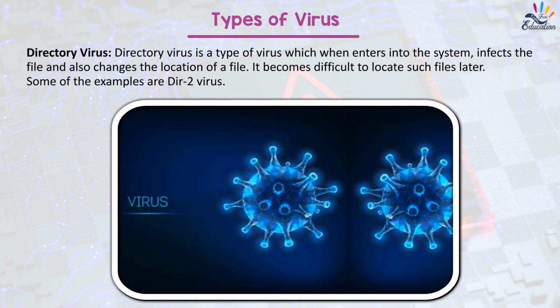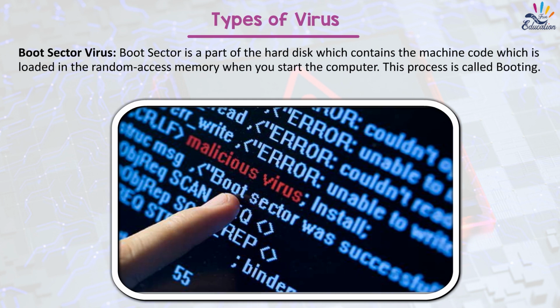Directory virus. Directory virus is a type of virus which, when enters into the system, infects the file and also changes the location of a file. It becomes difficult to locate such files later. Some of the examples are dir2 virus. Boot sector virus. Boot sector is a part of the hard disk which contains the machine code which is loaded in the random access memory when you start the computer. This process is called booting.